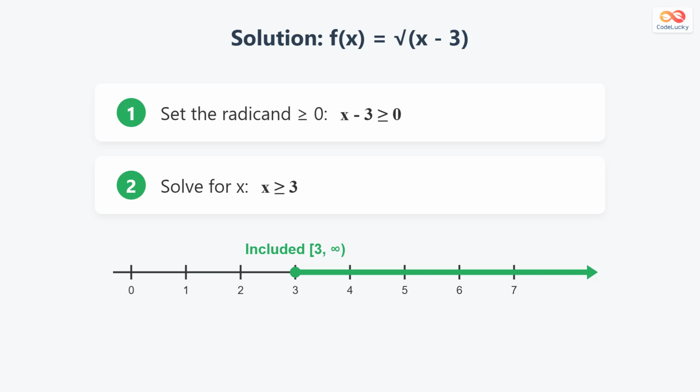To solve this, we take the radicand, which is x minus 3, and set it greater than or equal to 0. Adding 3 to both sides gives us x is greater than or equal to 3. On the number line, this looks like a solid dot at 3 with an arrow pointing to the right, towards positive infinity.